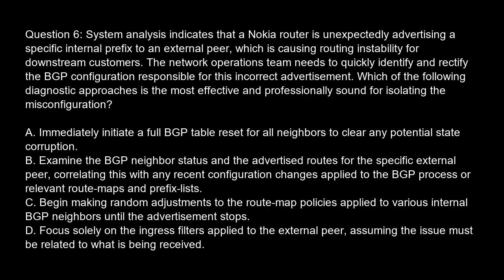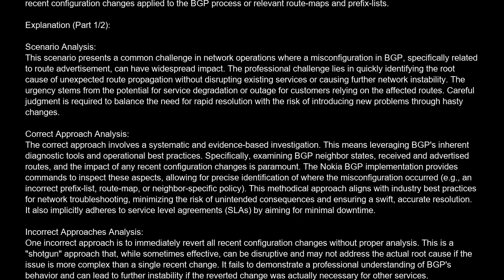Option C. Begin making random adjustments to the route map policies applied to various internal BGP neighbors until the advertisement stops. Option D. Focus solely on the ingress filters applied to the external peer, assuming the issue must be related to what is being received. The correct answer is B.